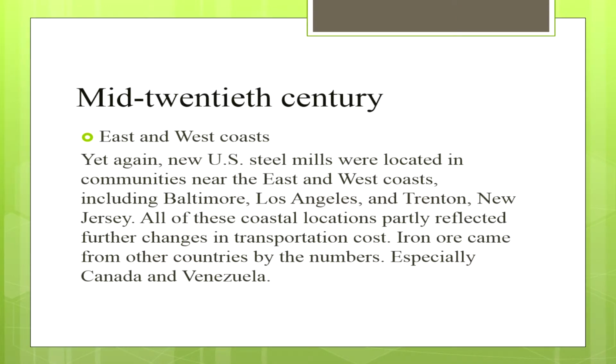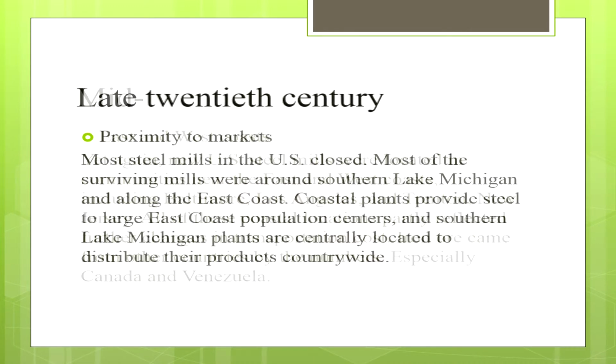Mid-20th century, East and West Coasts. Yet again, new U.S. steel mills were located in communities near the East and West Coasts, including Baltimore, Los Angeles, and Trenton, New Jersey. All of these coastal locations partly reflected further changes in transportation costs. Iron ore came from other countries by ship, especially Canada and Venezuela.